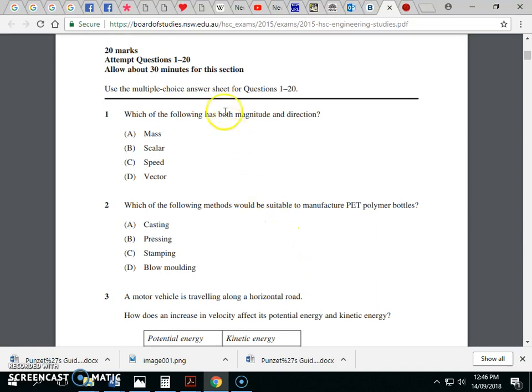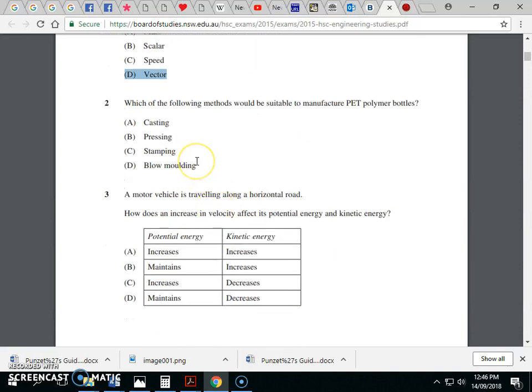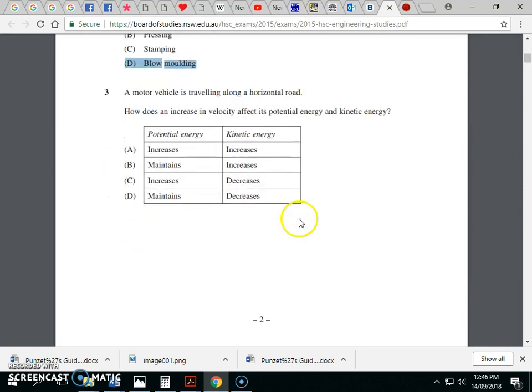Okay, so first question is, which of the following has both magnitude and direction? Oh yeah, it's not scalar, it's vectors, right? Scalars don't have the direction. Okay, question 2, which would be suitable for PET bottles? That is going to be blow molding.